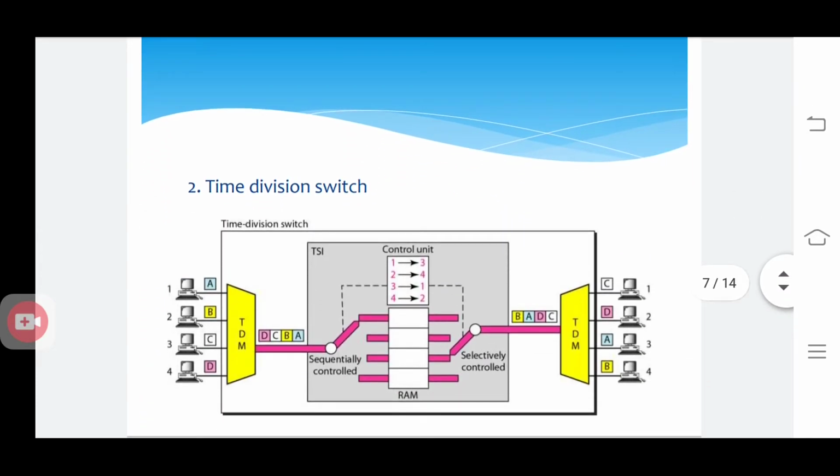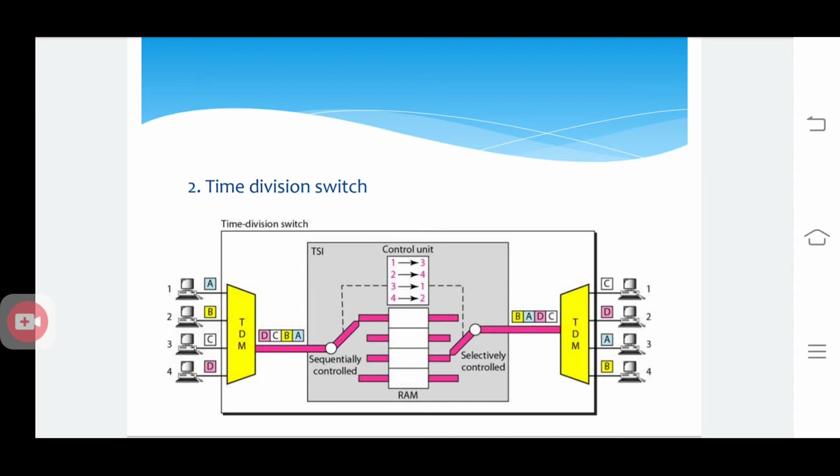Next is the time division switch. We have two technologies for developing a circuit switch: one is the space division switch and another is the time division switch. Based on space division, we have two designs: the crossbar switch and the multi-stage switch. Now we have the time division switch.